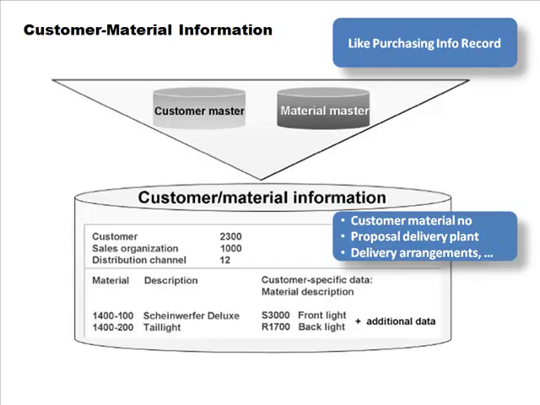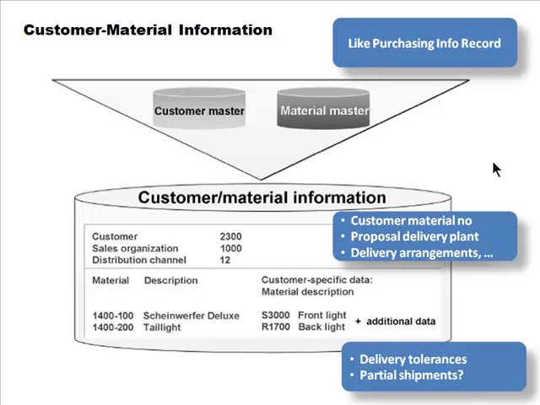Okay, so this is the general idea. Customer material information is kept there. And other things also, like the delivery tolerances for this customer. Different customers may have different delivery tolerances. By that we mean, let's say they ordered 500 pieces and you delivered 498. Will they take it or not? So what is the delivery tolerance that they have?